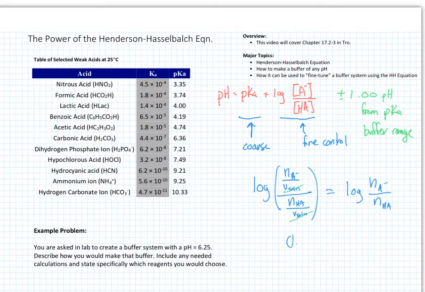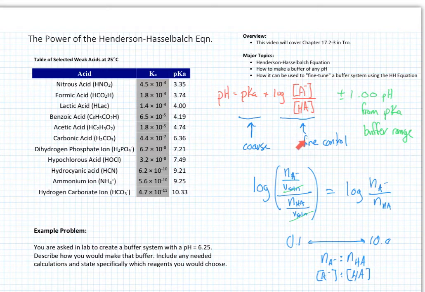Okay, so the bottom line is, from a ratio of 0.1 all the way up to 10, in terms of the number of moles of A minus compared to the number of moles of HA, and remember, this is moles, or it could also be molarity of A minus over molarity of HA. So anywhere within that 0.1 to 10 range, a factor of 100 range, we have fine control, so we can control carefully what the pH is once we've picked a certain pKa.